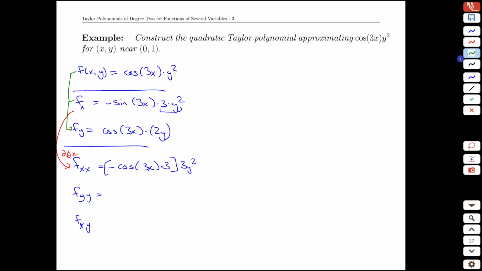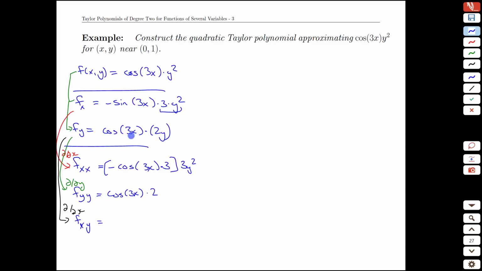Going to the yy, same idea, except now we take a y derivative of this term. Cos 3x is a constant. And 2y, when we differentiate it, simply gives us 2. Last but not least, we can find fxy through two ways. Let's take the y derivative currently and differentiate it with respect to x. So we've taken the y derivative already.